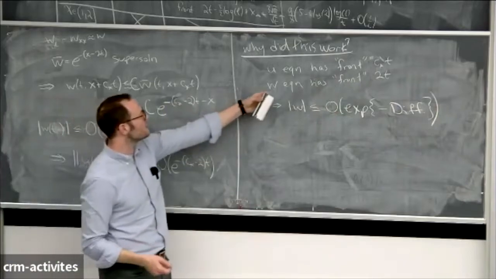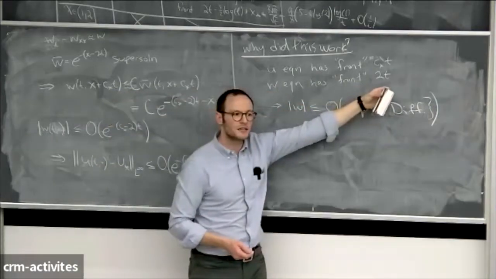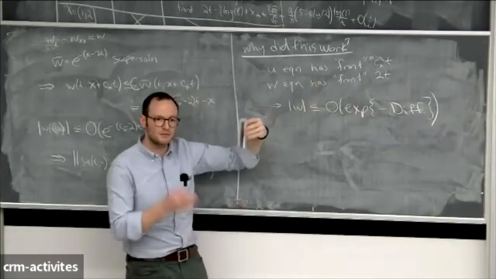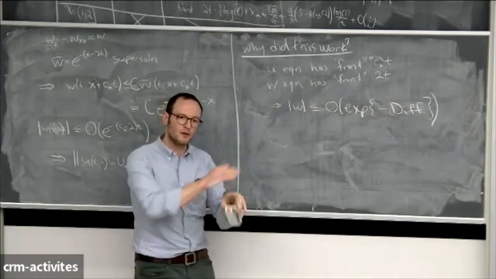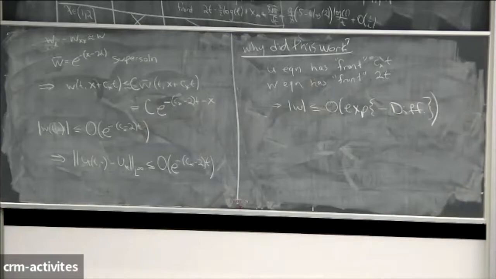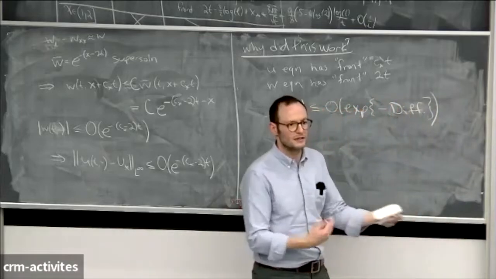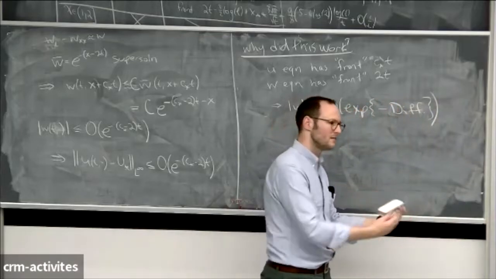Now, I'm being very vague when I say W has front at 2t, because it kind of makes no sense, right? The maximum of W should be where the front of U is. But what I'm saying is, if you look at the equation for W, you see Fisher-KPP, and Fisher-KPP up to lower order terms is what we see. And Fisher-KPP has front at 2t. So the equation has a kind of natural front. And if you forget that W and U are related, then that's the sort of principle you use.